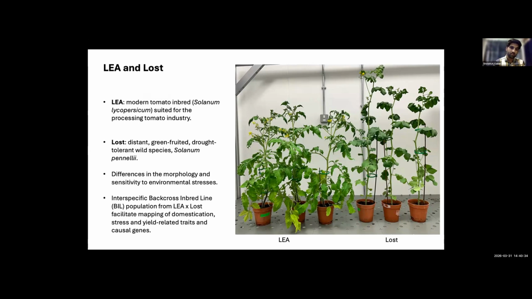Because these two species have differences in their morphology and sensitivity to environmental stresses, and also because the interspecific backcross inbred lines that have been generated from the cross between these two species facilitate mapping of very important agronomic traits like stress tolerance and yield, and also the causal genes, we selected these two genotypes for this study.